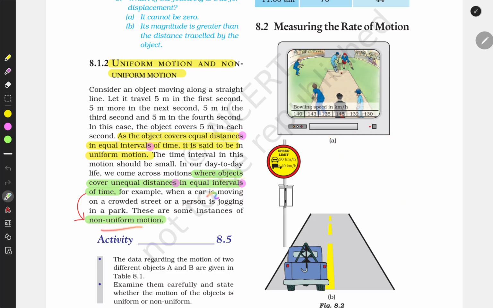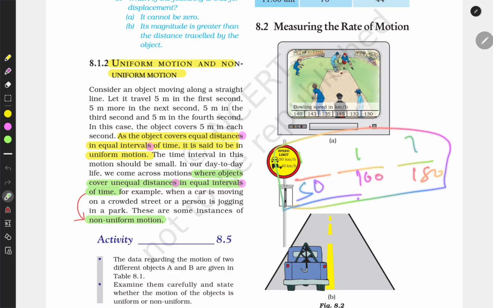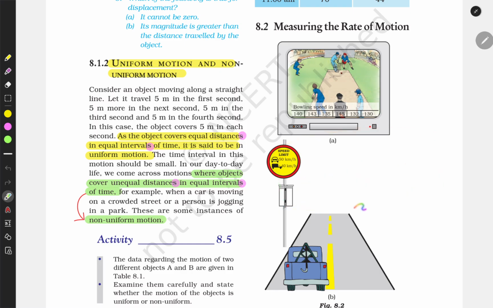And what is non-uniform motion? It is when the object covers unequal distances in equal intervals. Suppose in each hour it covers a different distance: 50 km, then 100 km, then 150 km. It covers different distances in equal intervals of time. This is called non-uniform motion.